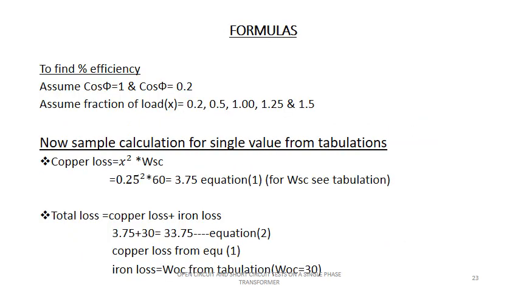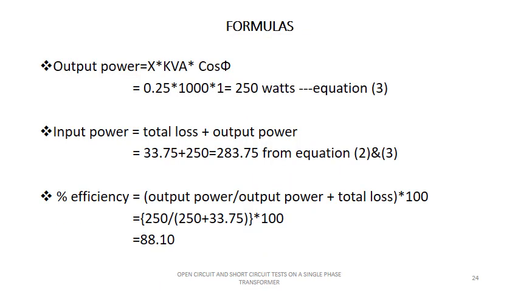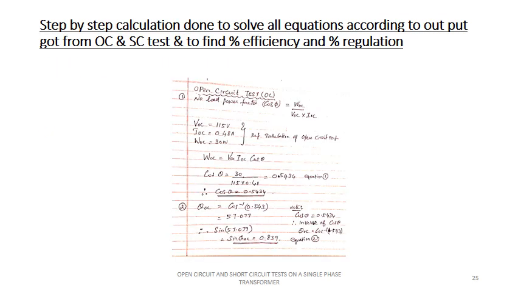and formulas to find the percentage efficiency. Here also is some sample calculation for a single value from the tabulation that is taken in our laboratory by the students. Here, how to calculate the copper loss, how to calculate the losses, and how to calculate output power, and the formula for input power and the formula for the percentage efficiency are given. Step by step calculation is done to solve all equations according to the output got from the OC and SC test, and to find the efficiency and regulations.